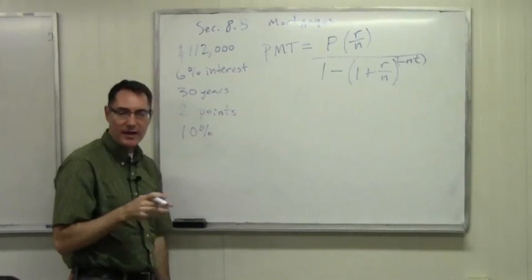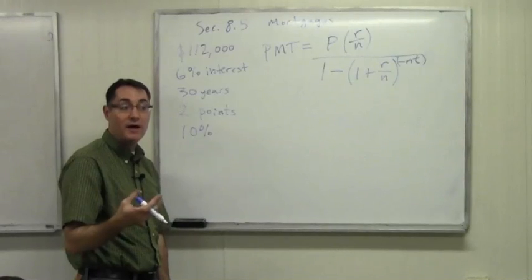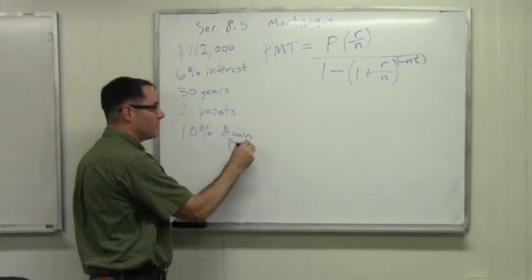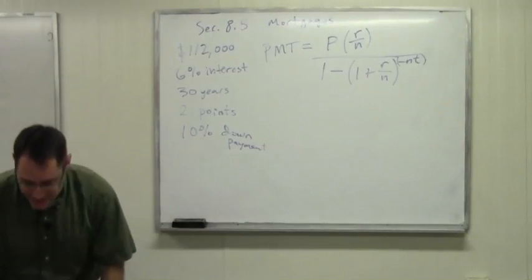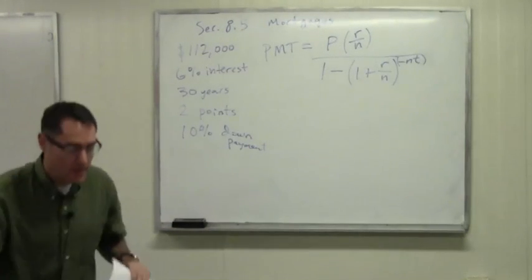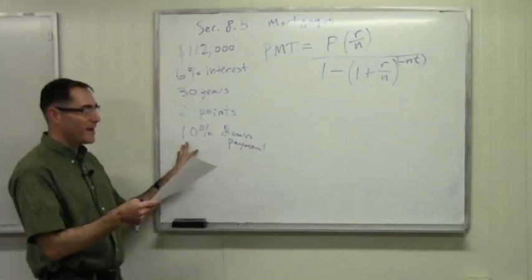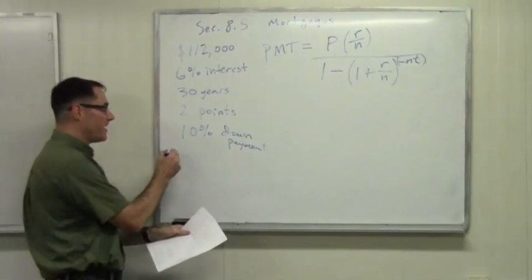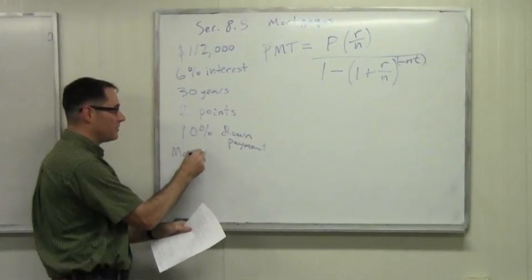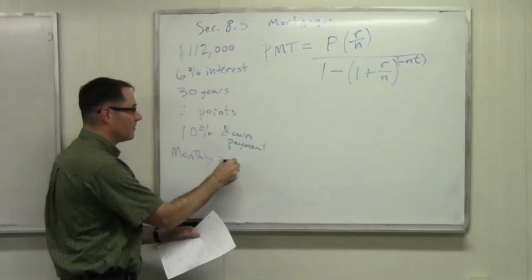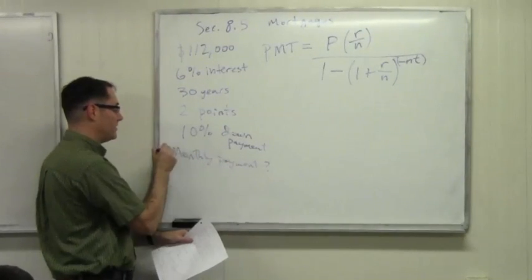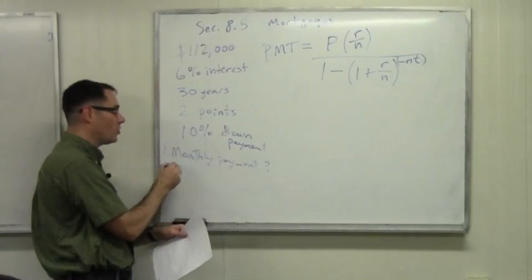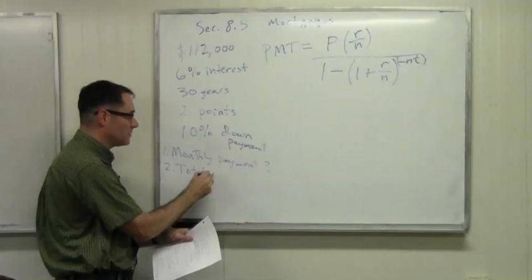What do you normally pay when you're buying a house? A down payment. Okay, 10% down payment. So we have to calculate this out. Now, this is going to be kind of a long thing here. What we're trying to do is find the monthly payment. That's the first thing we want to find. And the second thing we want to find is the total price we're paying for this house.